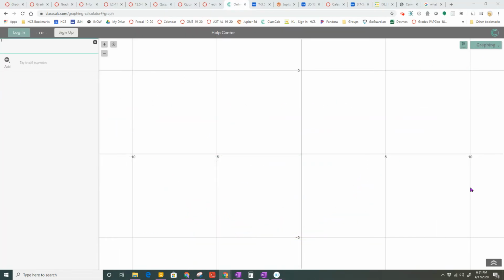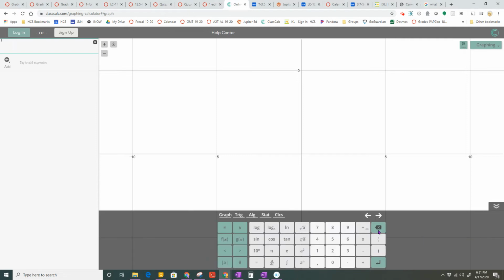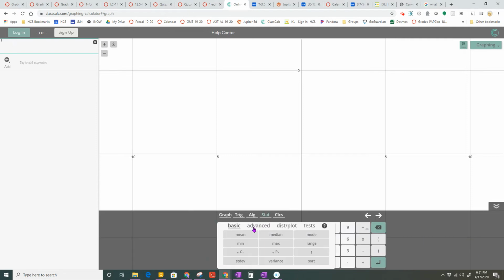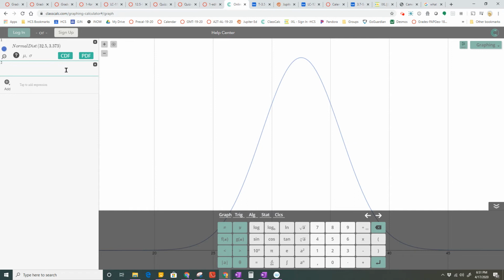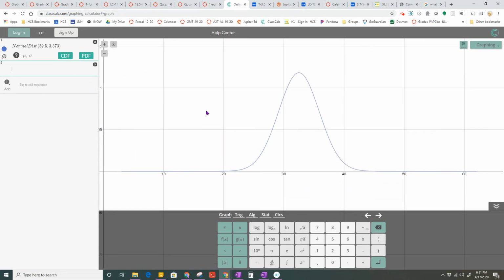From graphing, I'm on the graphing tab. I'm going to click on Stat, Distribution Plot, Normal Distribution, and our mean that we got was 32.5. Our standard deviation was 3.373. I hit enter. And remember, I tell you to hit the magnifying glass if you want to see it. So here we got it.